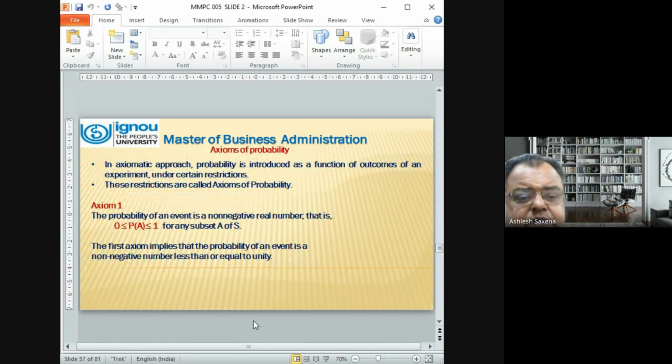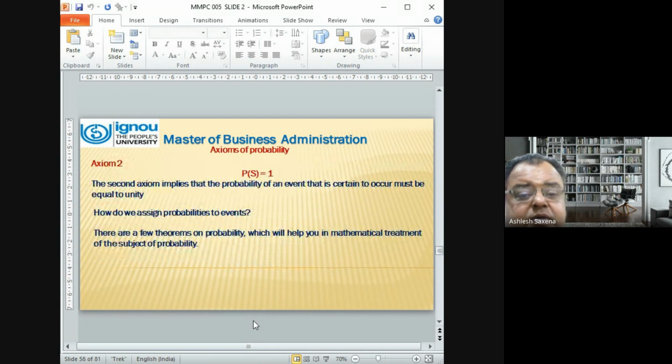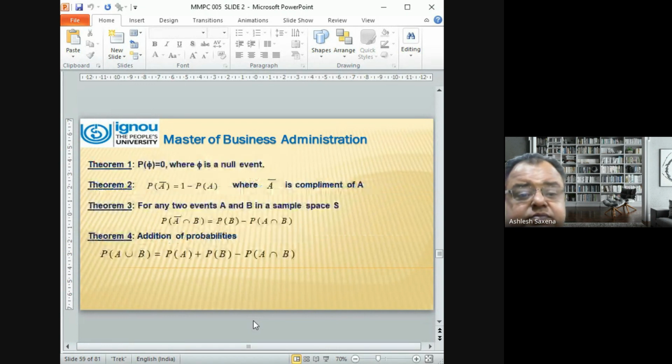Now, this has been told that the probability will remain between 0 and 1 only. It will always be a non-negative number and it will be less than or equal to 1. Okay. Probability of certain event is 1. This has been told to you.